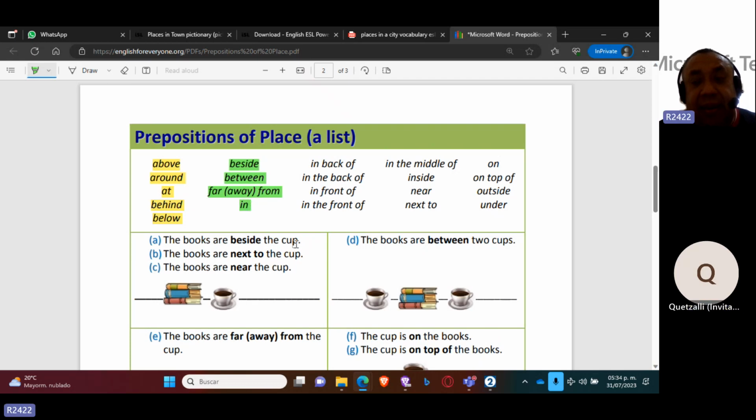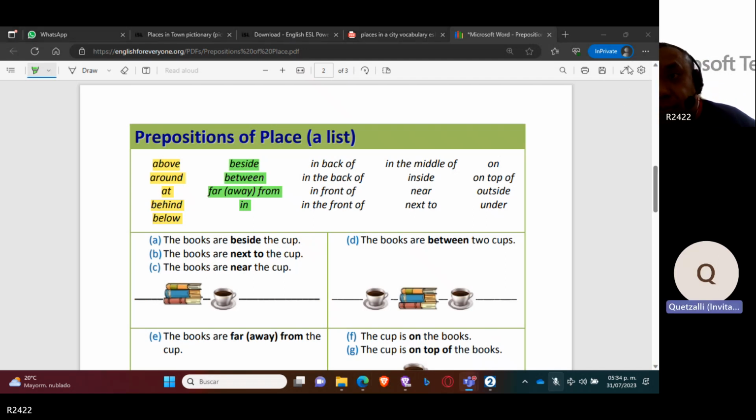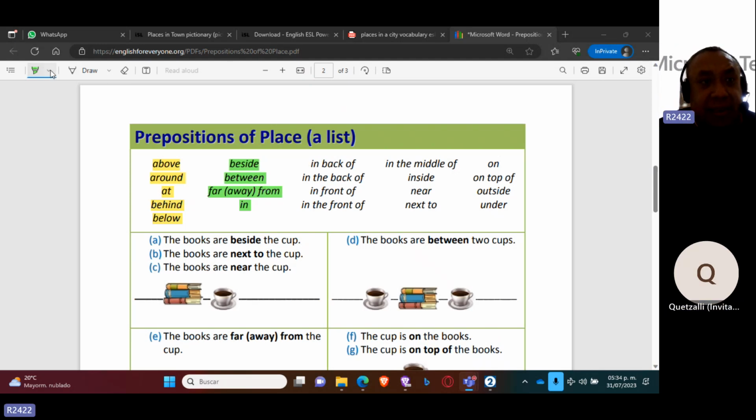Okay. In, adentro de, en el interior de. In back of, atrás de. Y mira esta combinación, in the back of, en la parte trasera de. In front of, enfrente de. In the front of, en el frente de. Por ejemplo, decir in the front of the house, en el frente de la casa, o in the front of the restaurant, en el frente del restaurante.